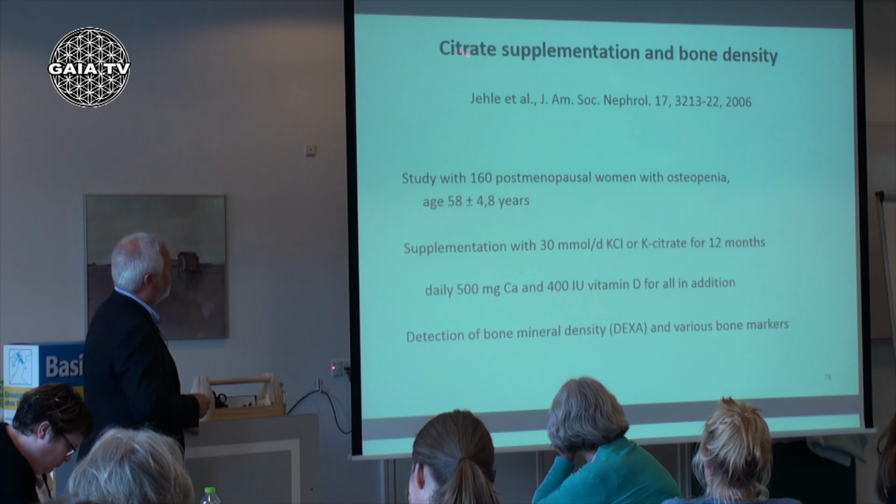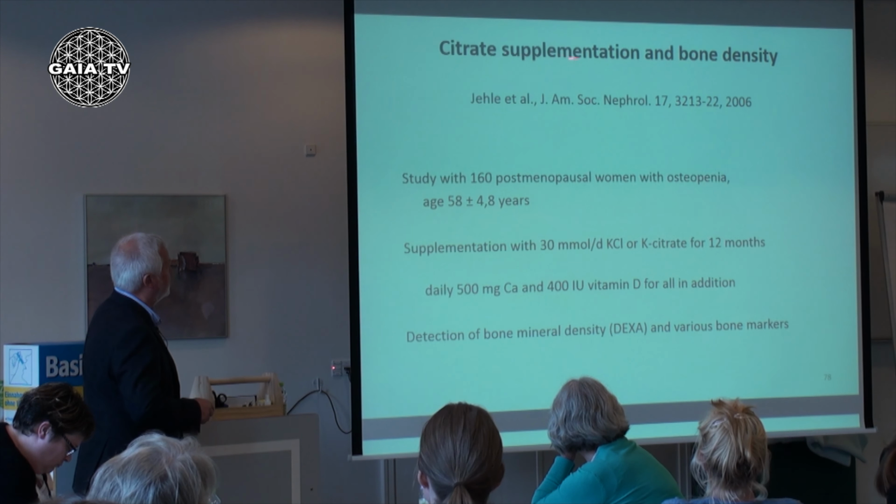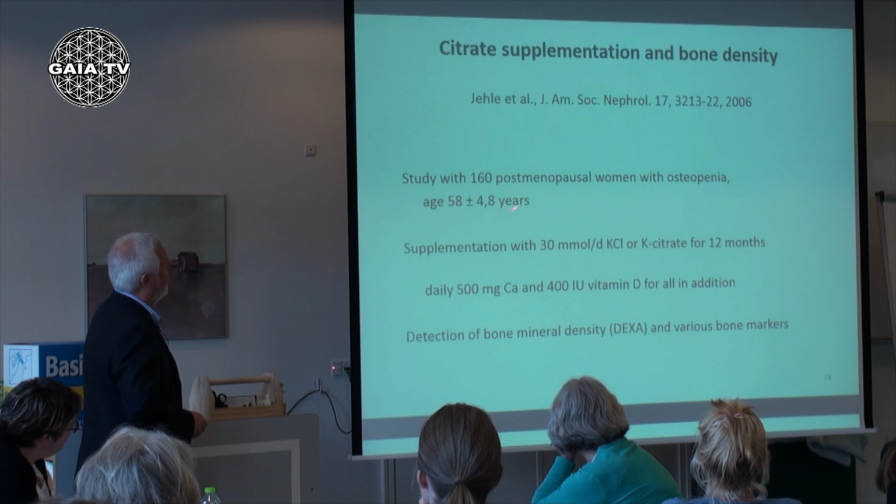So then you should say, well, okay, does alkaline supplementation have an effect? And this was done in this study. There was a citrate supplementation in women with osteopenia. That means they already had reduced bone density. And it was quite elegant, this study, because they supplemented either potassium chloride or potassium citrate. That means all received the same amount of potassium.